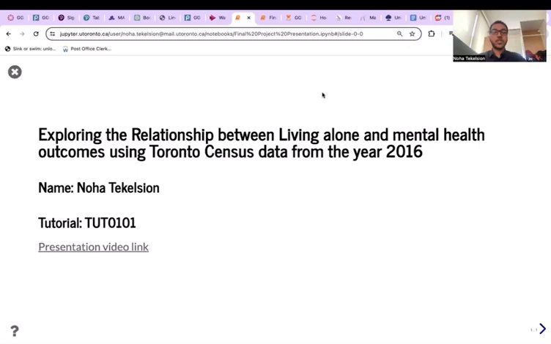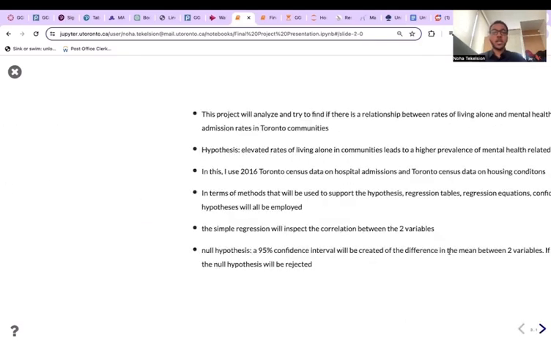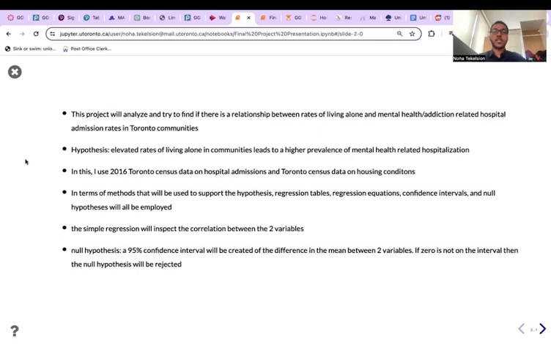And this presentation will basically explore the relationship between living alone and mental health outcomes using Toronto census data from the year 2016. So, introduction. Basically, this project will analyze and try to find if there's a relationship between rates of living alone and mental health addiction-related hospital admission rates in Toronto communities. My hypothesis is that elevated rates of living alone in communities lead to a higher prevalence of mental health-related hospitalization.